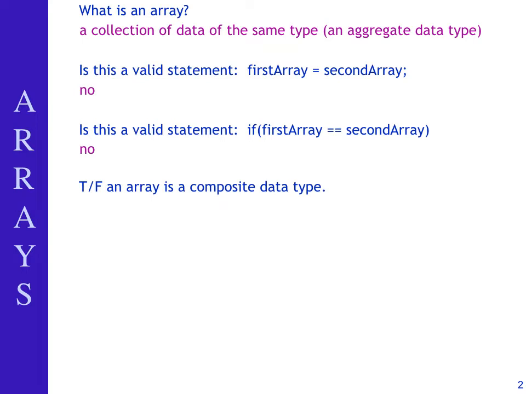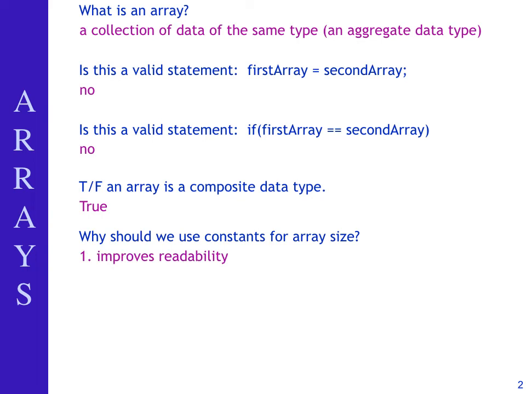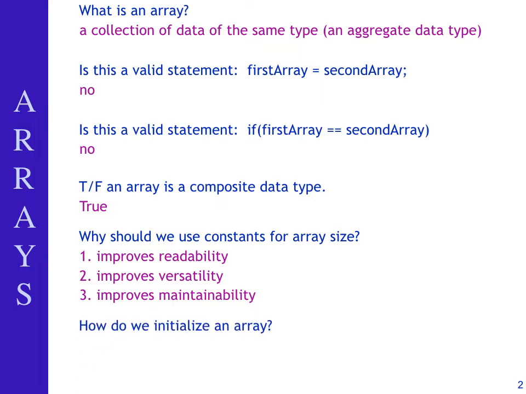Is it true or false? An array is a composed data type. True. Why should we use constants for the array size? That's always part of our style, to try using constants to make the program easy to read, improve readability, improve versatility, so we can modify and maintain it more easily.